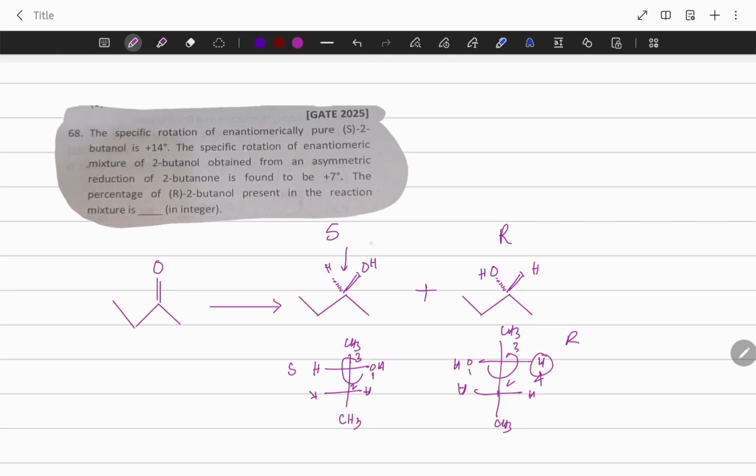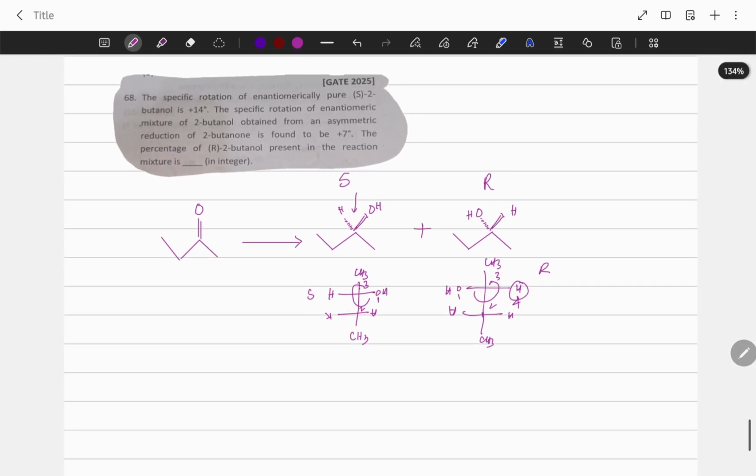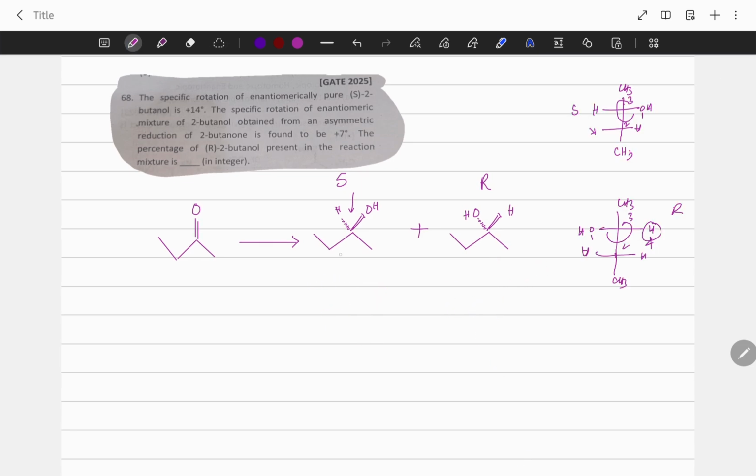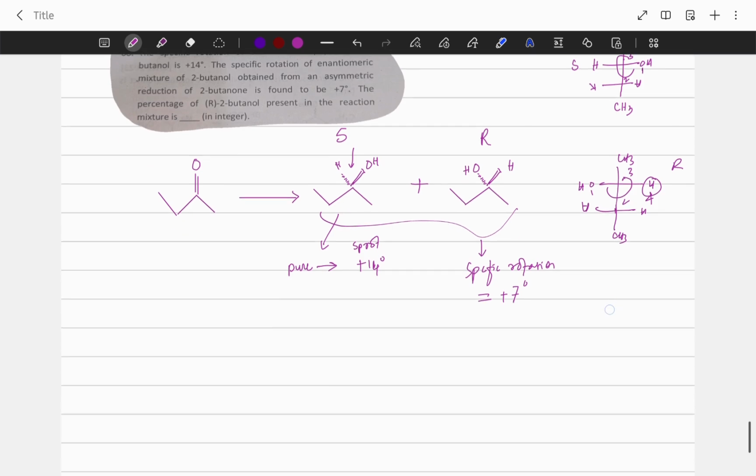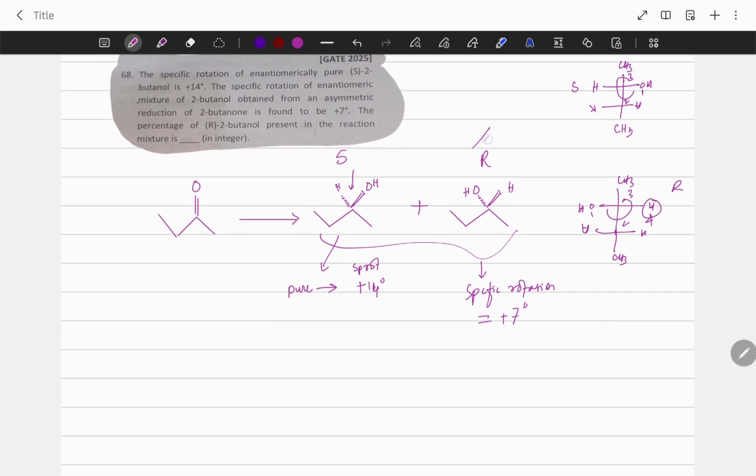If it is pure S, in its pure form it has a specific rotation of plus 14 degree. The specific rotation of this mixture is plus 7 degree, isn't it? Then we have to find out what is the percentage of R-2-butanol.